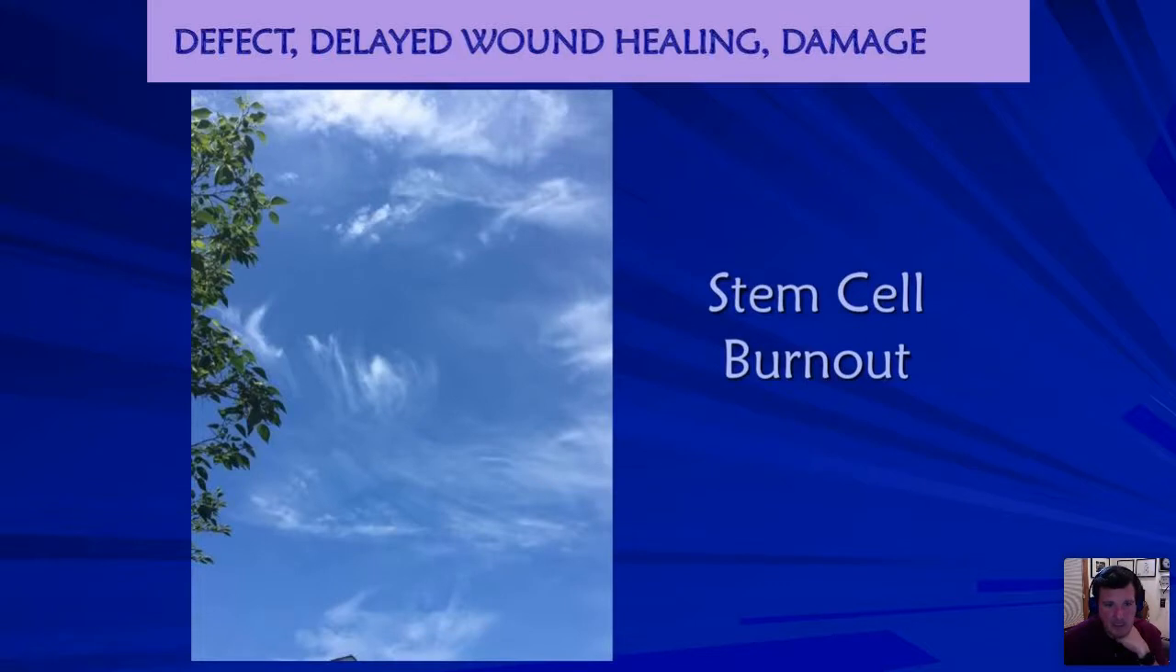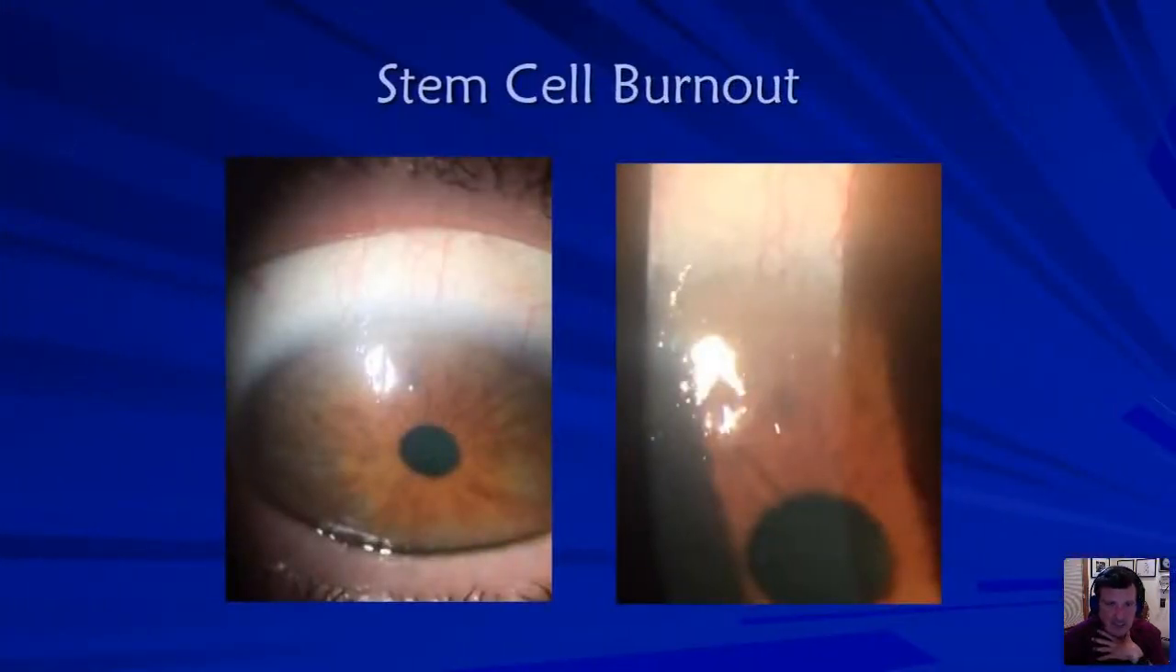And I want to point out, see how these clouds are here, kind of wispy in the center, not these big puffy clouds, but these kind of wispy clouds. I'm sure they have a name that's out there by meteorologists. And that's kind of what stem cell burnout looks like. And if you see stem cell burnout the first time, you'll never forget seeing it again.